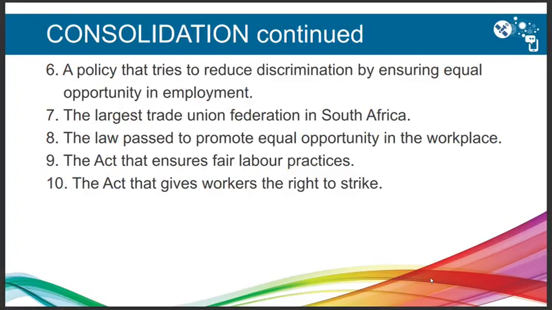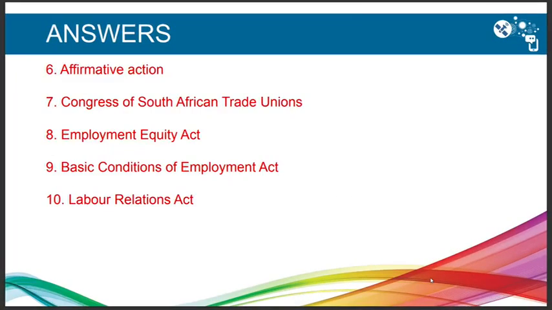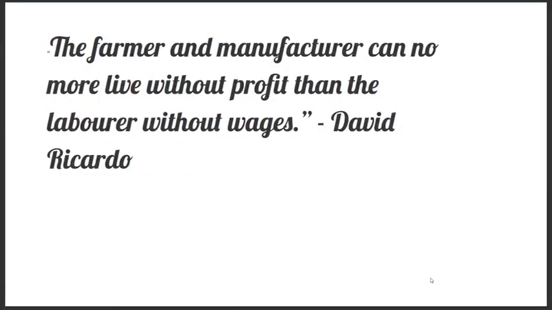Right. Number 6, affirmative action tries to reduce the discrimination. The largest trade union in South Africa is obviously COSATU, but you're not allowed to use the abbreviation or acronym, so you have to write out the word in full, Congress of South African Trade Unions. And then number 8 is the Employment Equity Act. Number 9, your Basic Conditions of Employment Act. And number 10 is your Labour Relations Act.